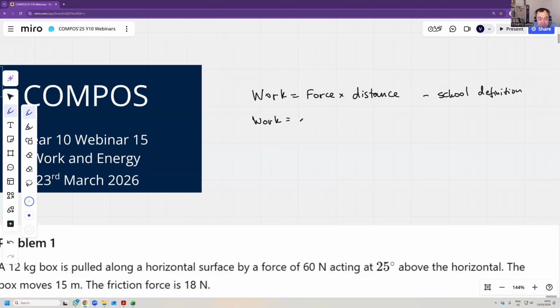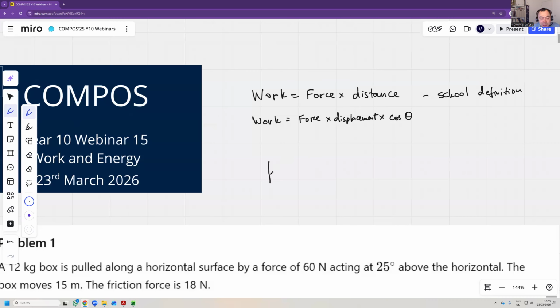Work is force times distance times the cosine of the angle between force and distance. But you will say, well, distance is not a vector. Force is a vector, yes, but distance is not a vector. So let's remove that word and say displacement. Now, displacement is a vector.